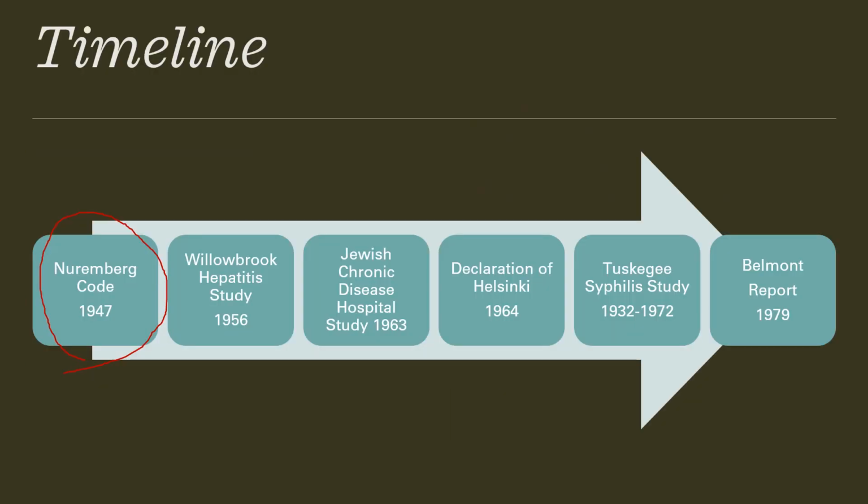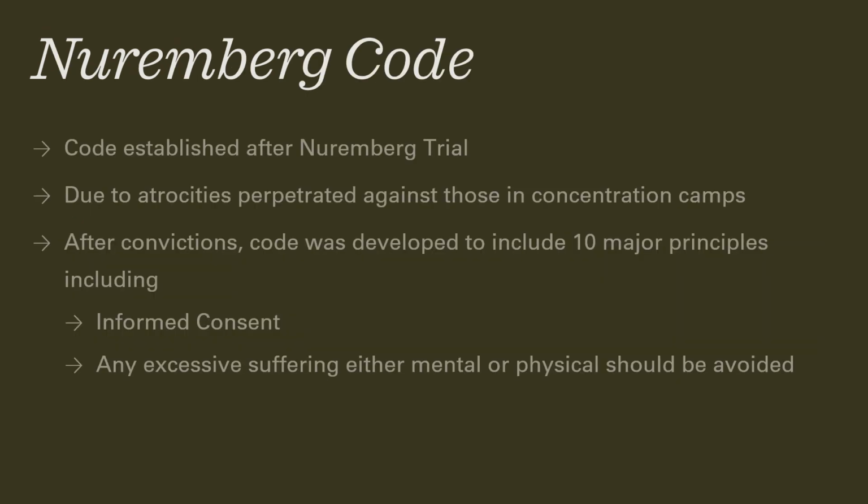The first thing we're going to look at on this timeline is the Nuremberg Code, which occurred in 1947. The Nuremberg Code was established in 1947 after the Nuremberg trials, where over 20 Nazi physicians were accused of committing atrocities against those people in concentration camps under the pretense of science and research. After most of these physicians were convicted to either death or time in prison, the code was developed, and the code included 10 major principles.